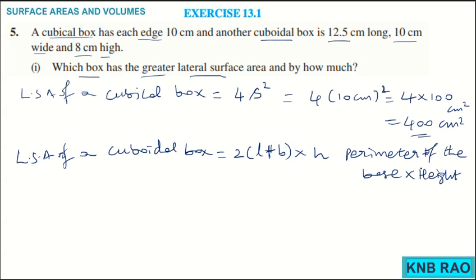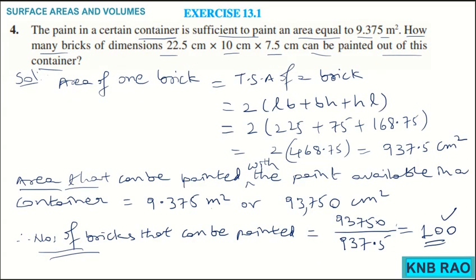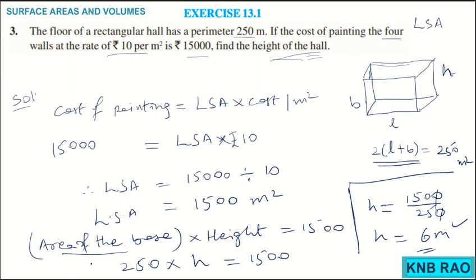Children, I think I have done one mistake. Let me go to the last question here. In this question, I have written area? Oh, here it is wrong. Lateral surface area is the perimeter of the base into height. The perimeter is 250, not area; it's the perimeter of the base into height.